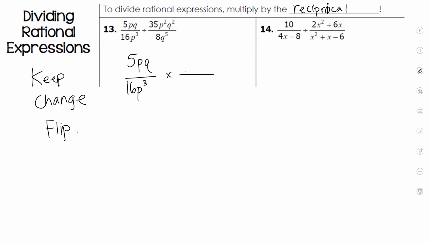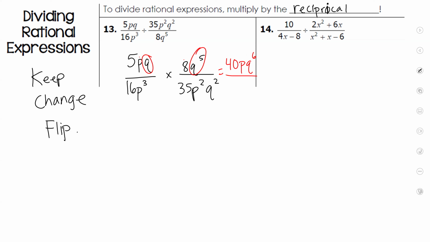So this will be 8q to the 5th over 35p squared q squared. So we're basically multiplying by the reciprocal. You flipped it. That's the reciprocal. Now you just multiply across like we did previously. What's 5 times 8? 40. We get p and then q to the 6th. We have a q here and 5 q's there. That's q to the 6th.